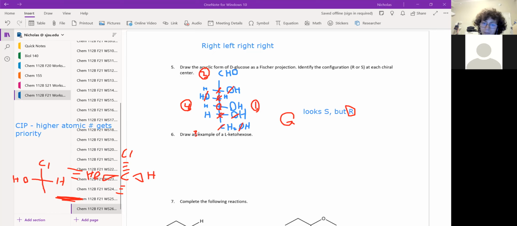And then the bottom is 3. So then again, it's going counterclockwise. It looks like it's S, but the hydrogen is still on a wedge, so it's the opposite of what it looks like.